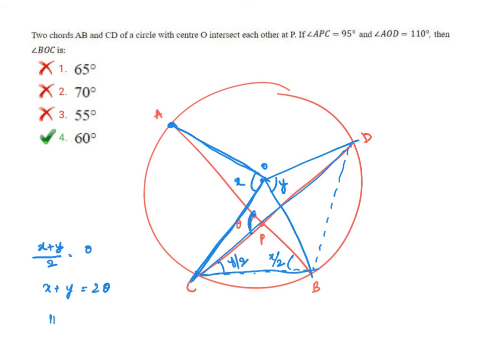Here X is 110. Y we don't know. Theta is 95, so 2 theta becomes 190. Therefore, Y is equal to 60 degrees here.